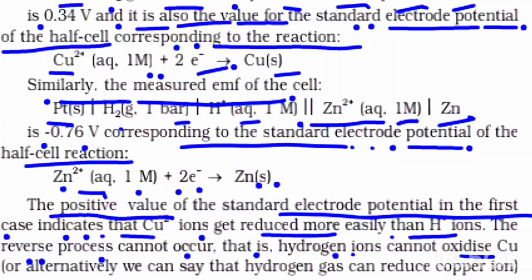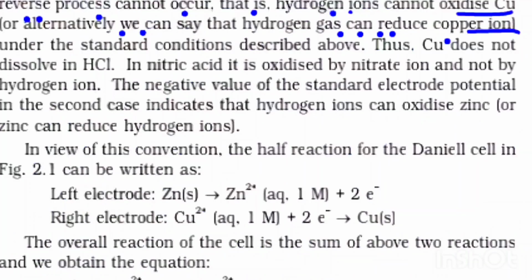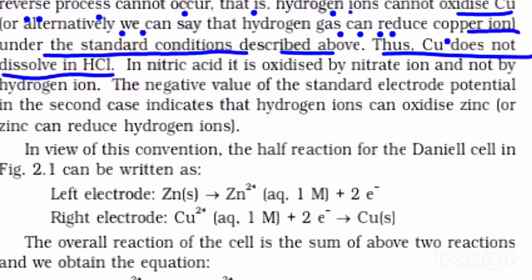The positive value of the standard electrode potential in the first case indicates that copper ion gets reduced more easily than hydrogen ion. The reverse process cannot occur. That is, hydrogen ion cannot oxidize copper, or alternatively we can say that hydrogen gas can reduce copper ion.